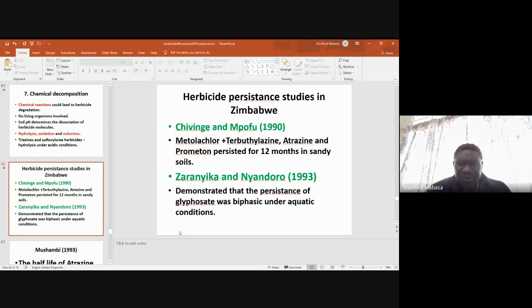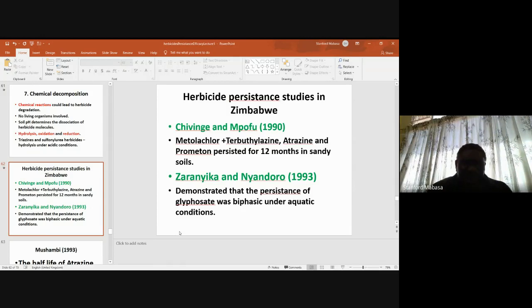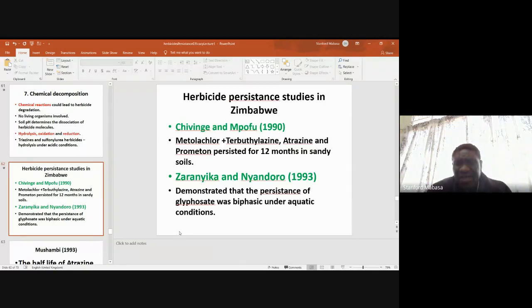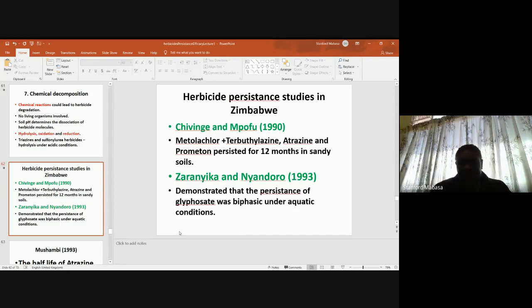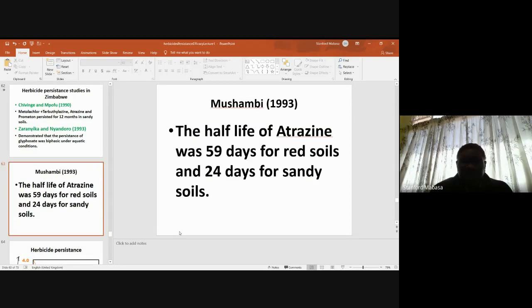Zaranyika and Nyandoro showed that the persistence of glyphosate was biphasic under aquatic conditions. What they meant is that at first, glyphosate disappears rapidly, then later on it is degraded slowly. So there's fast degradation at first, then slow degradation in the last phase.